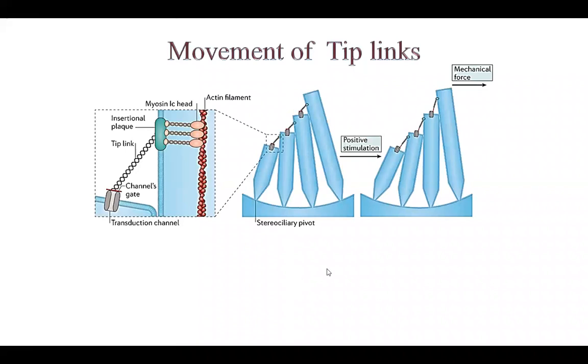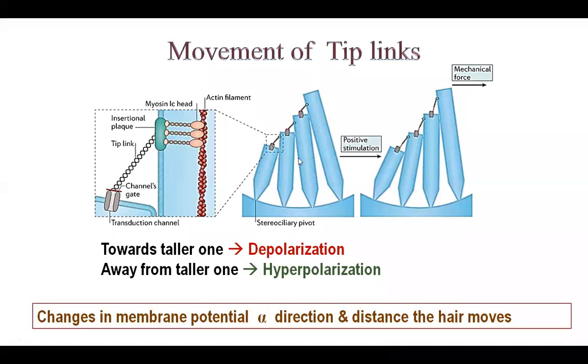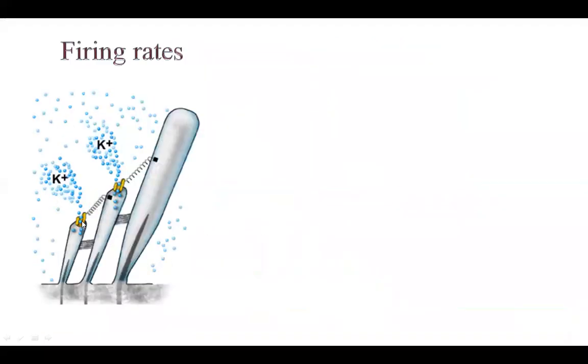So this is what I wanted to say. The movement of the tip links: whenever the movement is towards the taller one, it is depolarization. Whenever it is away from the taller one, it is hyperpolarization. So the changes in the membrane potential are in close association with the direction as well as the distance the hair moves. If more the distance and it is towards the taller one, it is depolarization. If it is away from the taller one, it is hyperpolarization. So this is how it happens.